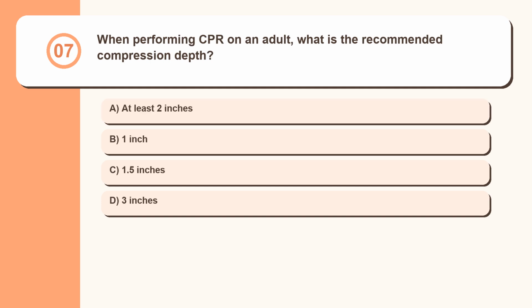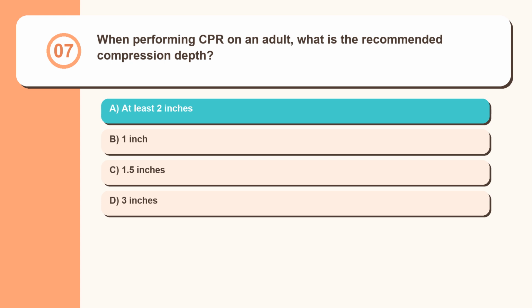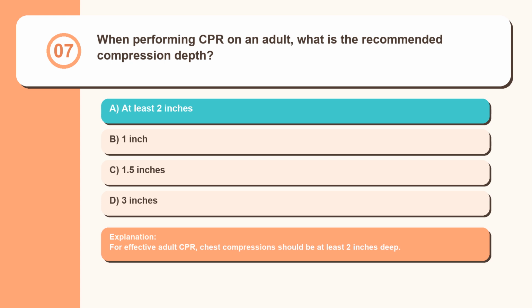Question 7. When performing CPR on an adult, what is the recommended compression depth? At least 2 inches, 1 inch, 1.5 inches, 3 inches. For effective adult CPR, chest compressions should be at least 2 inches deep.